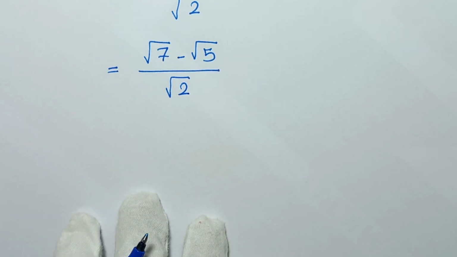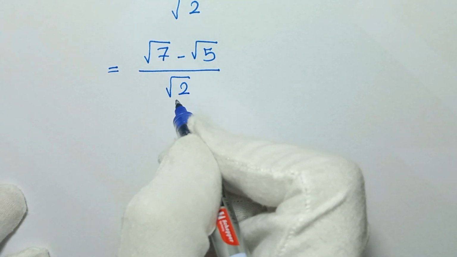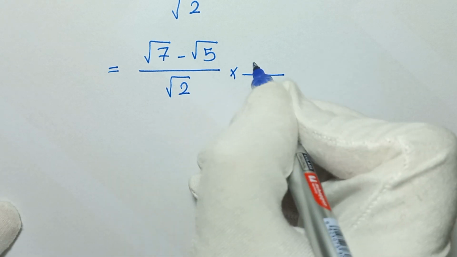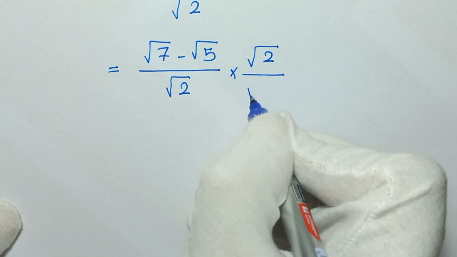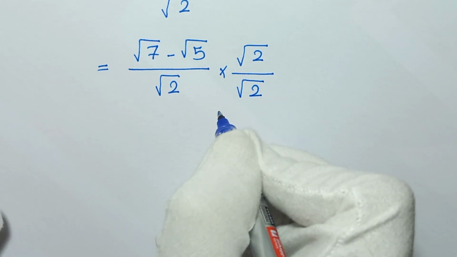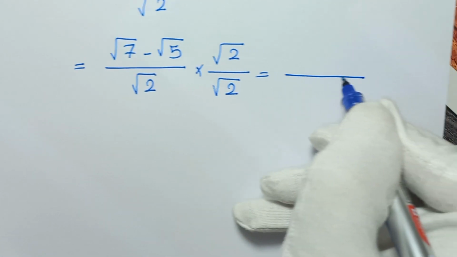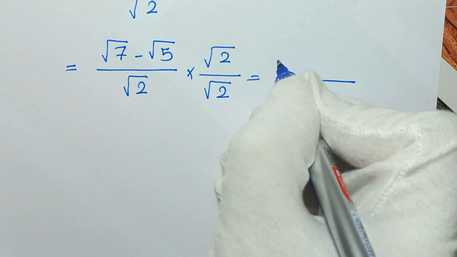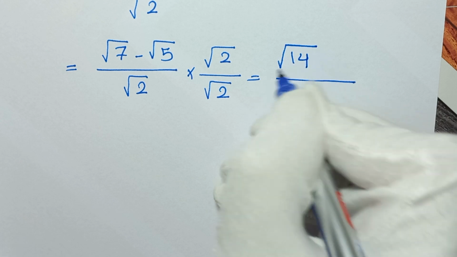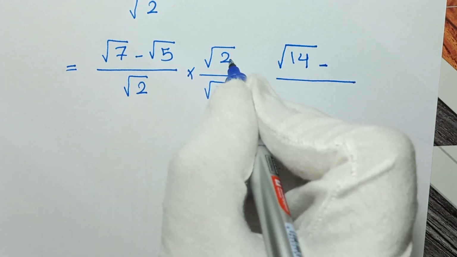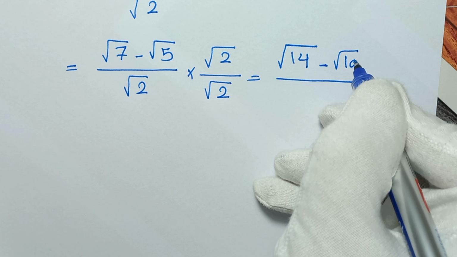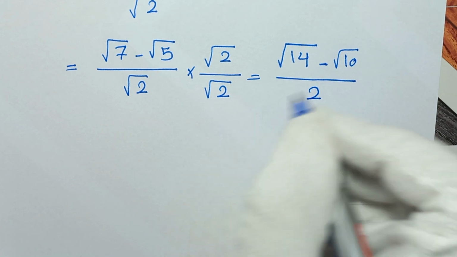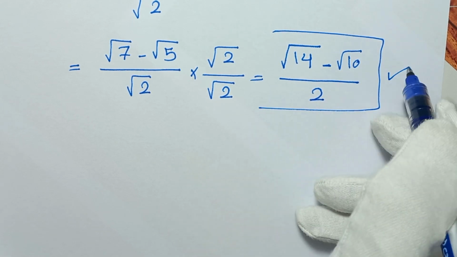And in here, we rationalize this fraction, and for rationalizing, we multiply numerator and denominator by square root of 2. So we multiply numerator and denominator by square root of 2, and it will be in here the square root of 7 times the square root of 2, it will be square root of 14, and minus square root of 5 times square root of 2, it will be square root of 10, and over 2, square root of 2 times square root of 2, it will be 2. And this is our final answer.